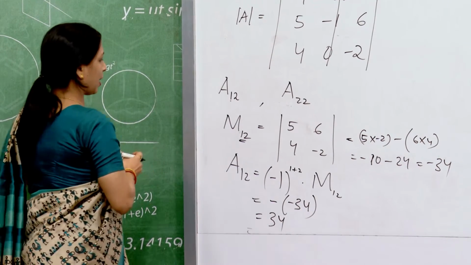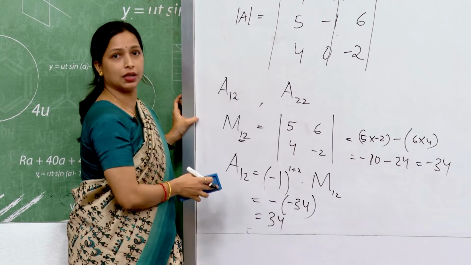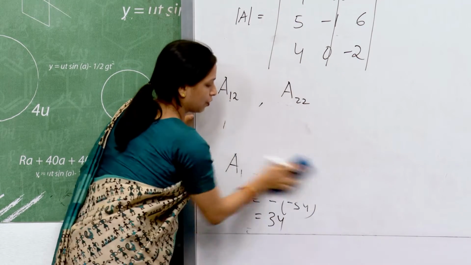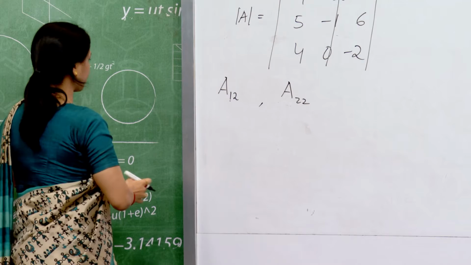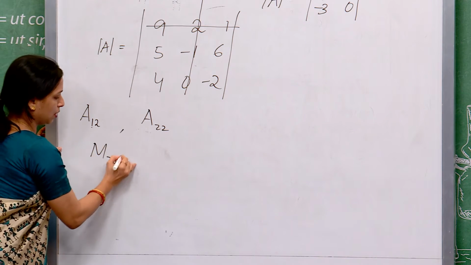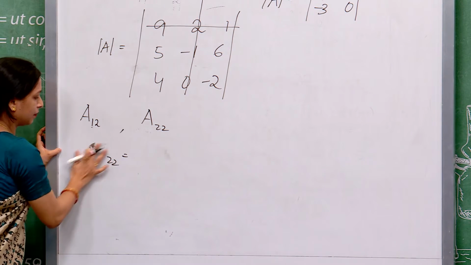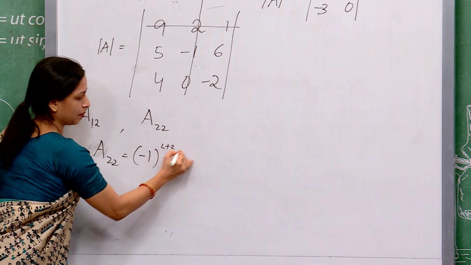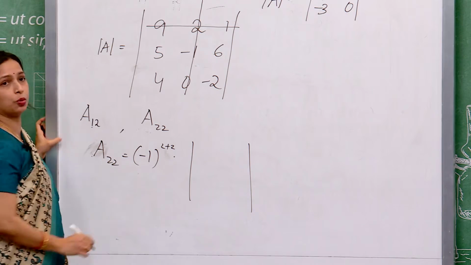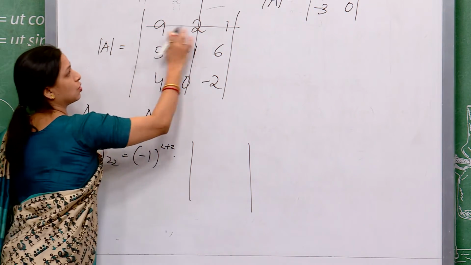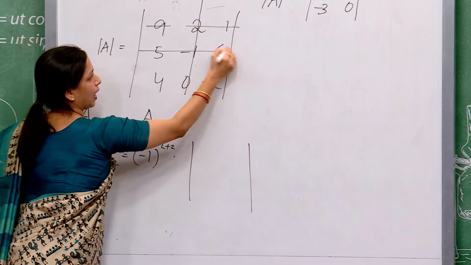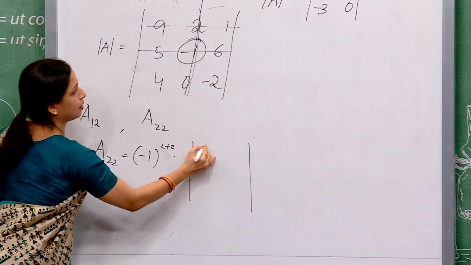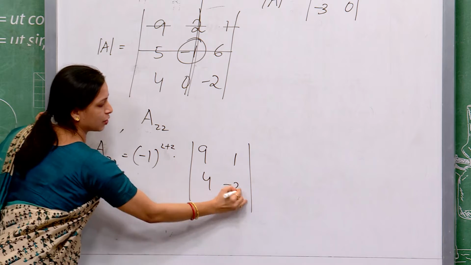Now, let us say next is the cofactor of A22, right. Now, we have to find out the cofactor of A22. We can directly write A22, then the position sign and then the second order determinant. A22 means second row, second column. So, second row and second column deleted, that means minus 1. So, the resultant is 9, 1, 4, minus 2.